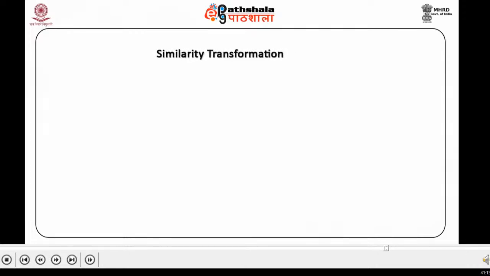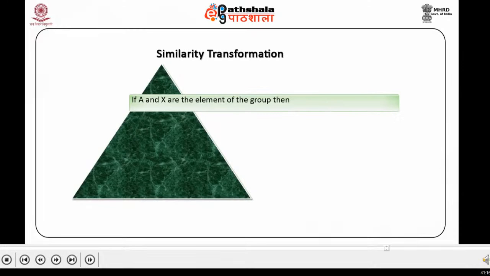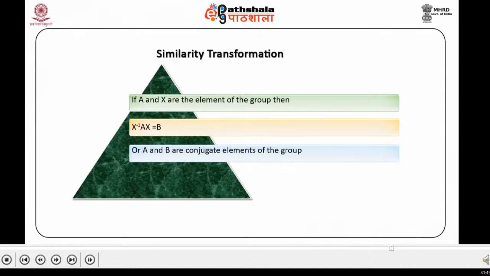For similarity transformation, if A and X are elements of the group, then the operation X inverse AX will be equal to some element of the group, say B. This transformation is written as X inverse AX is equal to B. We can also express the result by saying that B is the similarity transformation of A by X, or we can say that A and B are conjugate elements of the group.